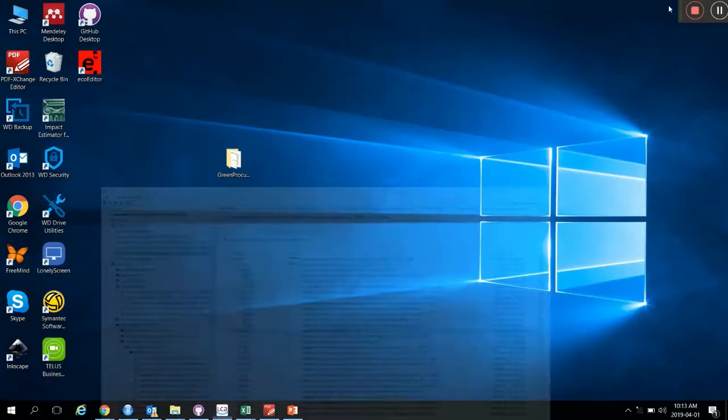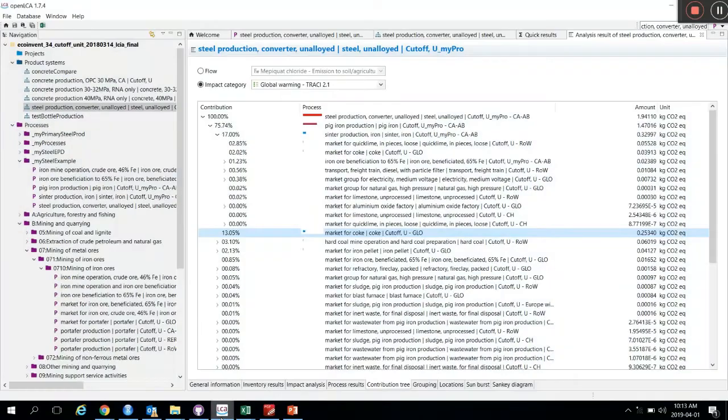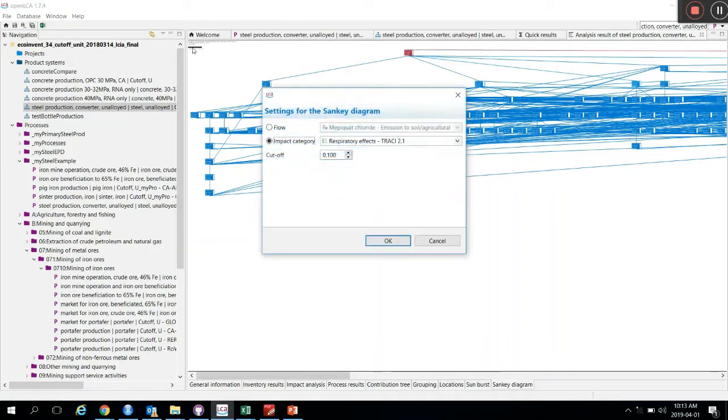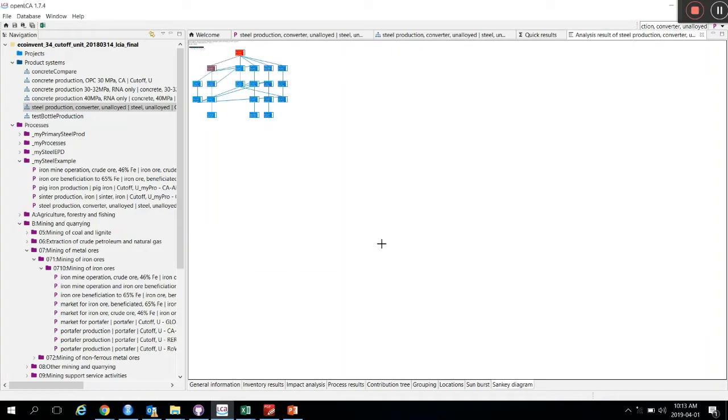Okay, so I think that's about it. Yeah, there's also the Sankey diagram. As you can see, it can get very messy very quickly. It all depends on what the cutoff is. And so if I change my cutoff to something a little bit more manageable, it's not going to be so messy.